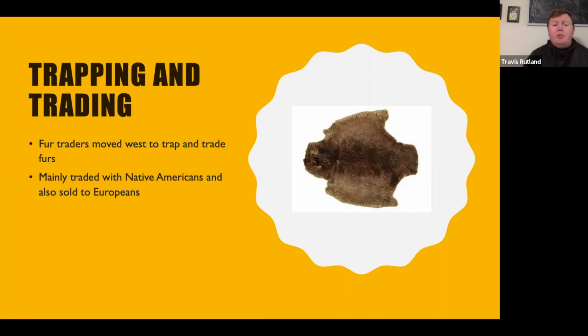Now, fur traders mainly traded with Native Americans, and they also sold to Europeans. So they would sell these furs to Europeans. Europeans would go and make clothes out of them, fur coats, fur hats, everything like that. The last thing, the effect that this has is that we start to see a mix of Native American and European cultures. Americans have a little bit of European culture still with them. Native Americans, of course, have their own culture. We start to see a mix here in the West.